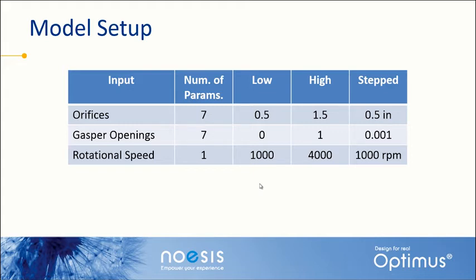Now, we actually take the mean temperature value so that we're looking at one temperature, and then we also look at the deviation among all 7 temperatures, and also we receive the efficiency that's calculated by Flowmaster.